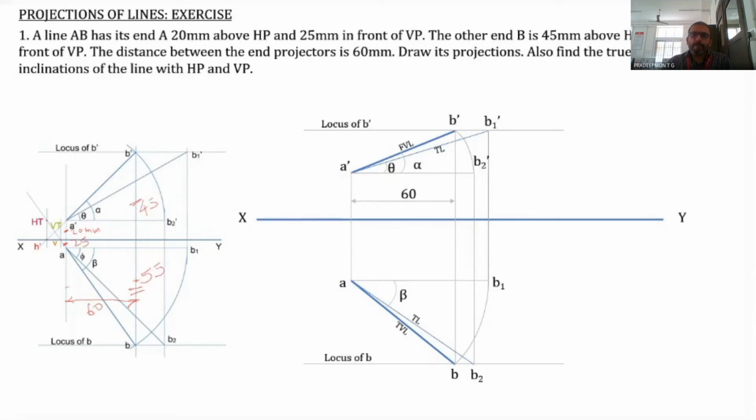And now the inclination of this line A B2 with the XY line, or this angle, is phi. That is the true inclination with the VP. Now what you have to do is mark all the dimensions, that is the 60 degree, 20 degree, then this 25 degree, 45 degree and 55 degree. All the dimensions will be marked only at the end. After drawing all these lines, only then will you complete the dimensions.